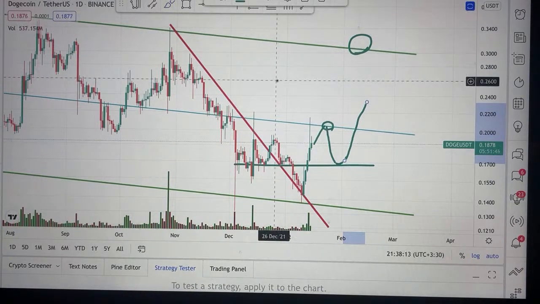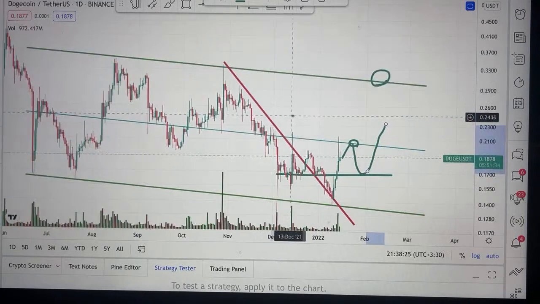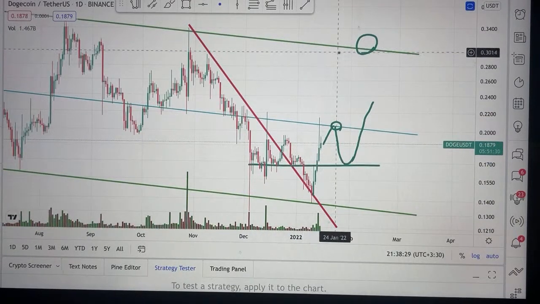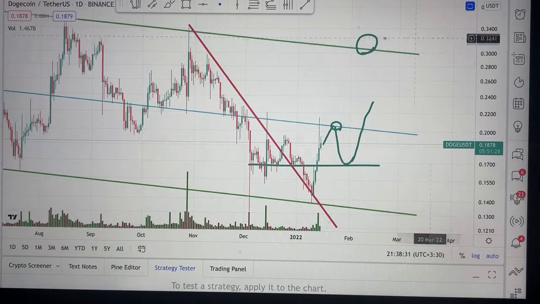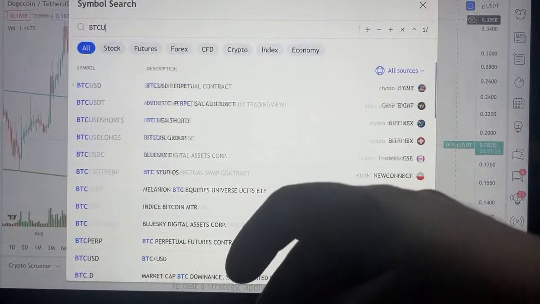Okay, this is my analysis about Bitcoin. This is what I think about Bitcoin and also Dogecoin. This is my complete analysis about Dogecoin, and I'm bullish about it. My opinion is quite bullish about Doge. But I keep mentioning that this live video is not financial advice.